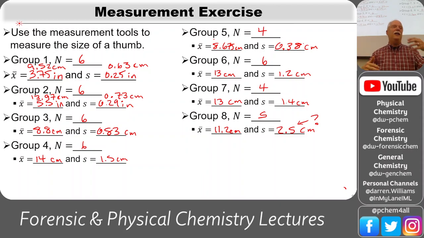Okay. We might need to come up with what's called an operational definition. You know, the length of the thumb. Or we could have been measuring the circumference. You know, how fat is everybody's thumb? That's measuring a thumb too. So we didn't define what we were measuring.